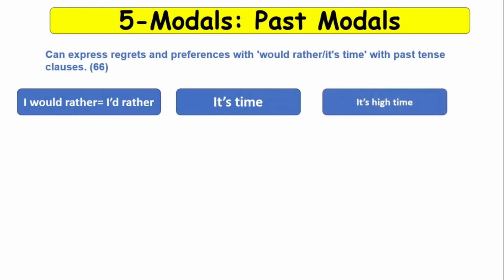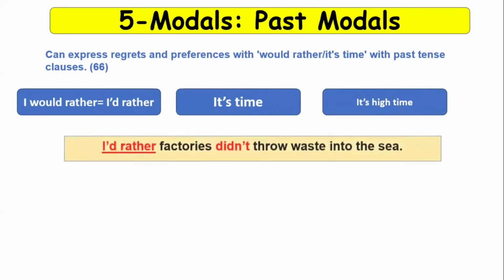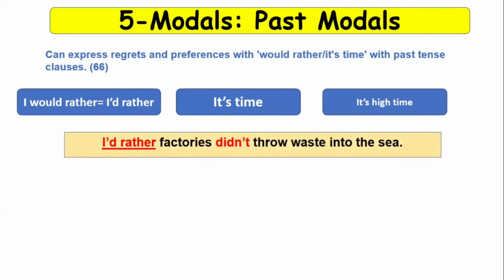Very easy expressions. I'd rather or I would rather. It's time, it's high time. Usually use them when you are talking about something that should have happened a long time ago. So for example, if you say I'd rather factories didn't throw waste into the sea.